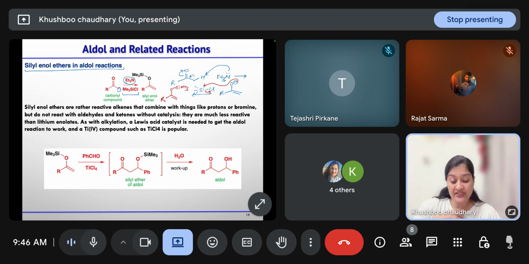And silyl enol ethers are reactive, but they are less reactive than lithium enolates. And if they want to participate in the aldol reaction, we need some Lewis acid catalyst. For example, we will use the titanium compound TiCl4, that is very popular. So this is what we will call the Mukaiyama aldol reaction.